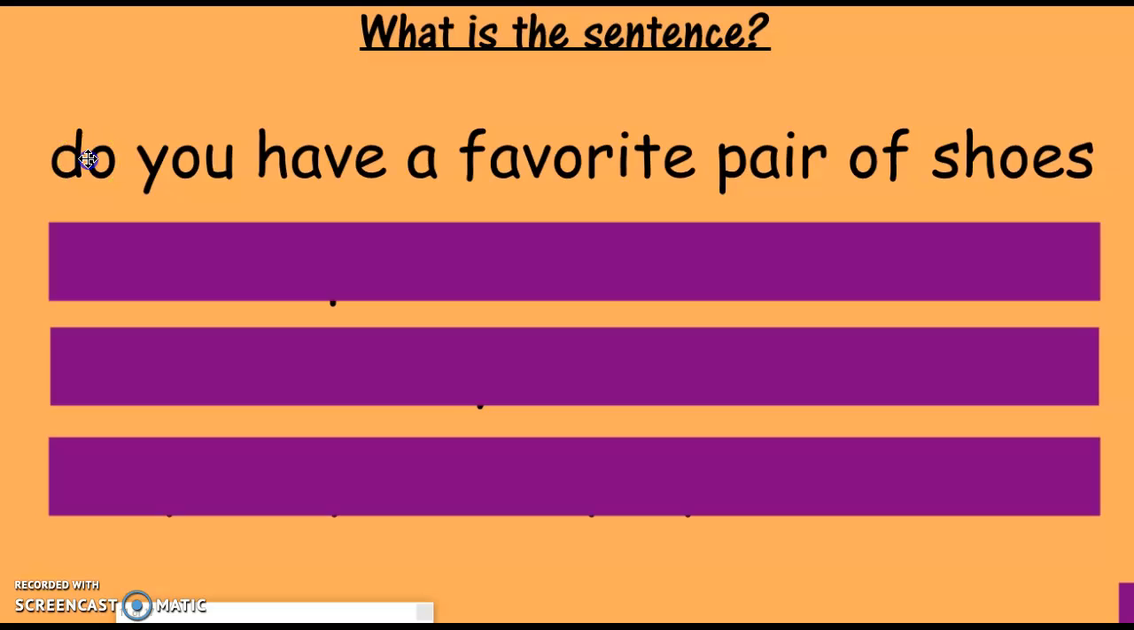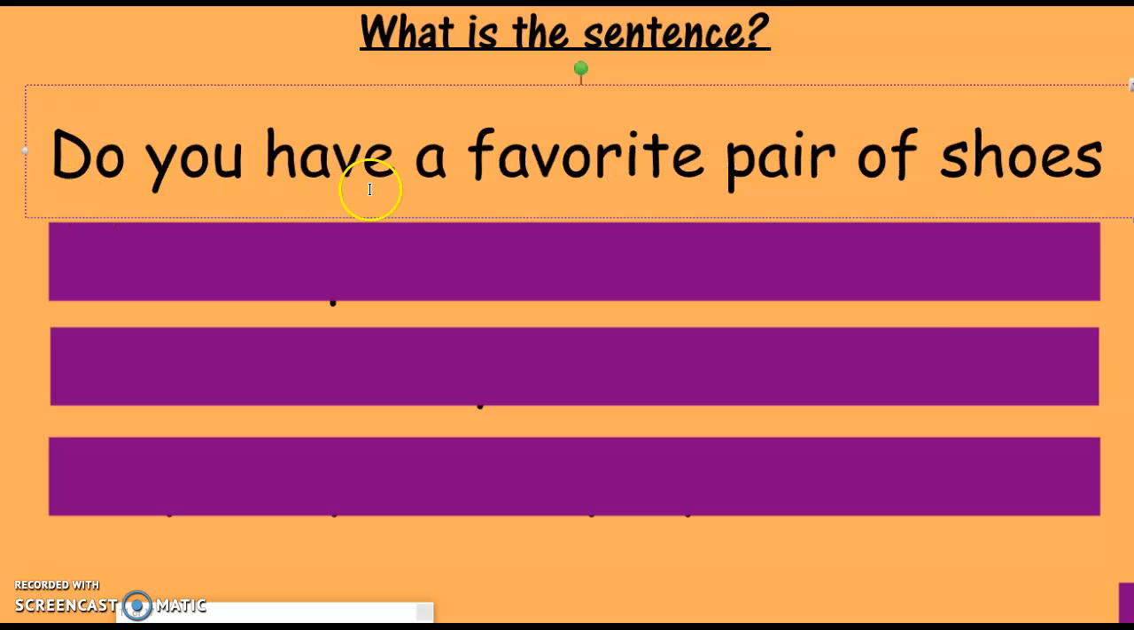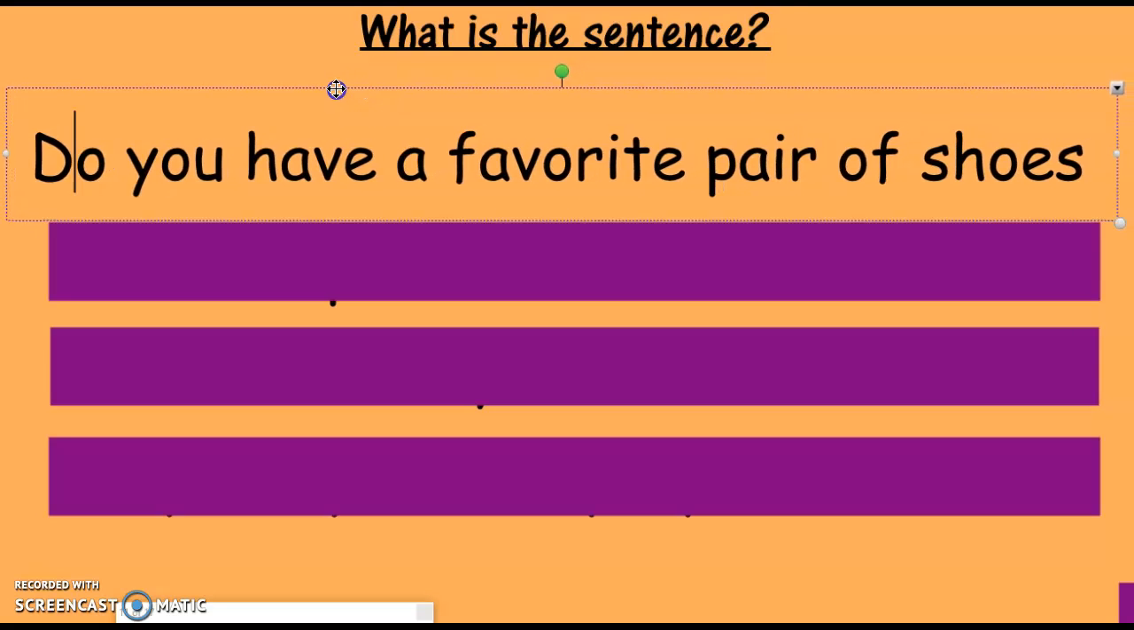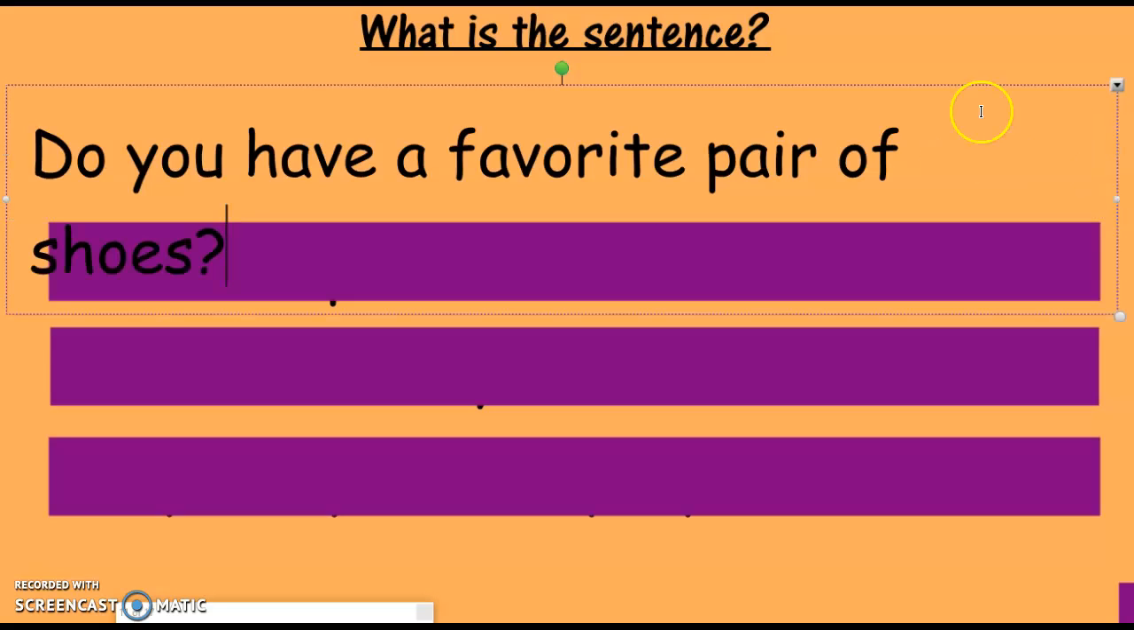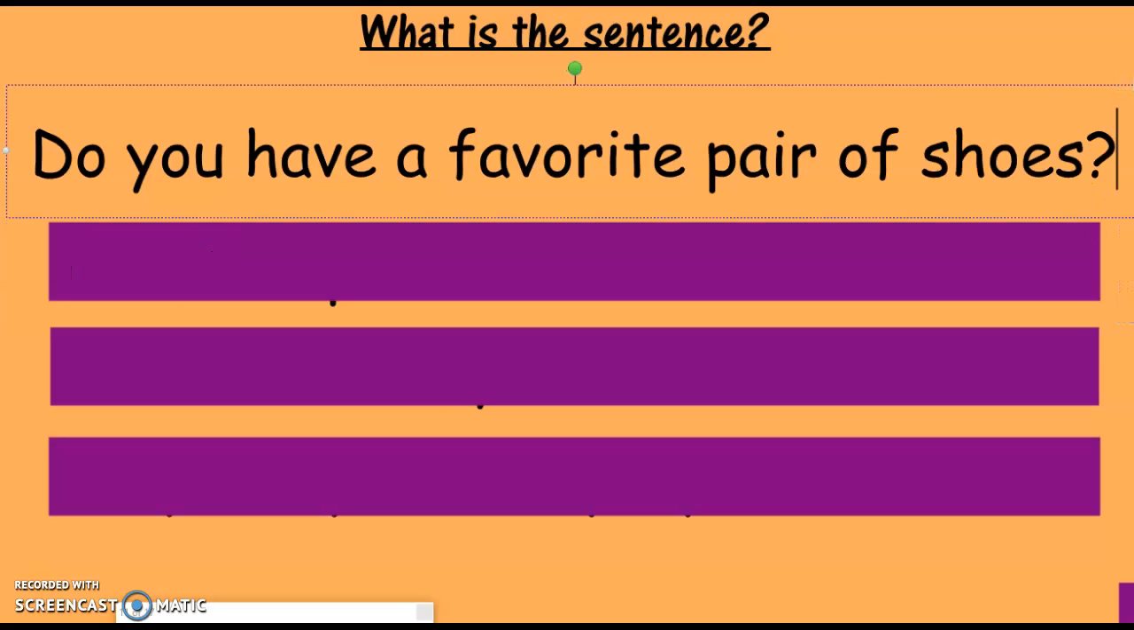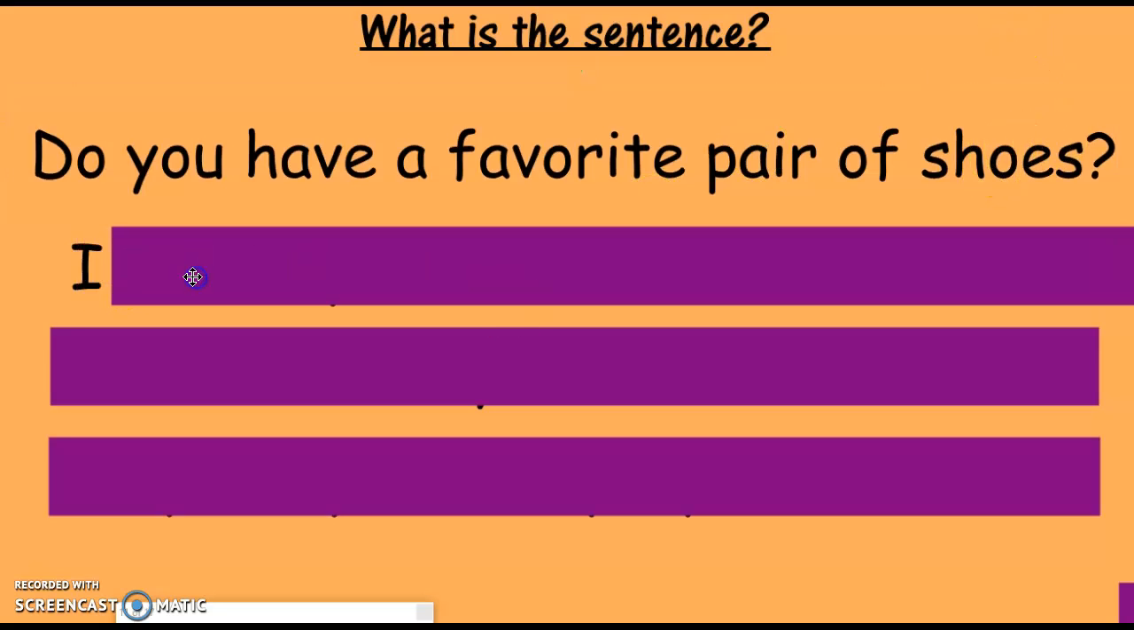Okay, well, we need to fix this sentence. Come to the very beginning, you can see we needed a capital D. Do you have a favorite pair of shoes? We need punctuation on the end, but you can hear that I'm asking a question, so I needed to make sure that I turned that into a question mark. Do you have a favorite pair of shoes? Let's go to our next sentence.